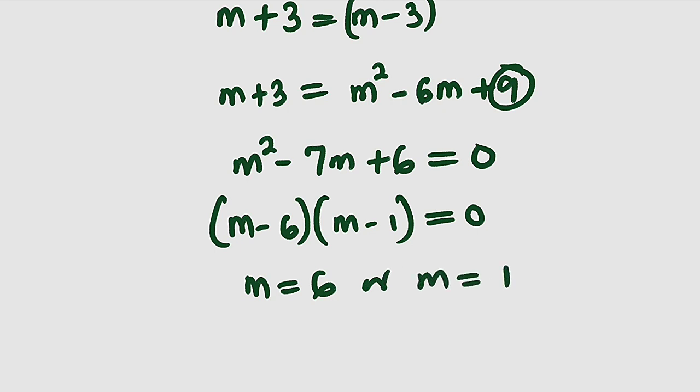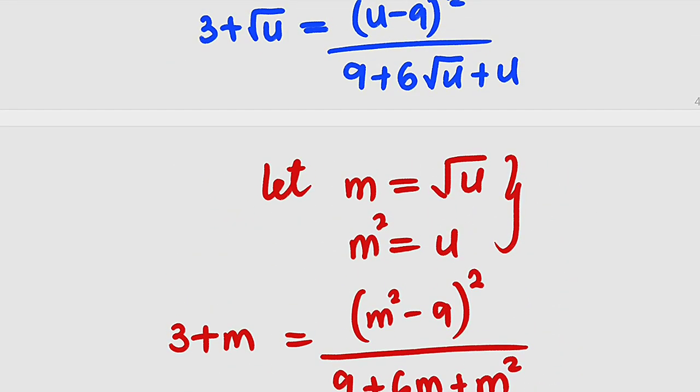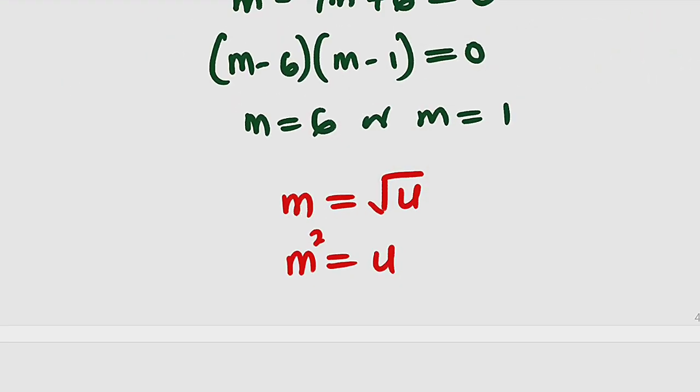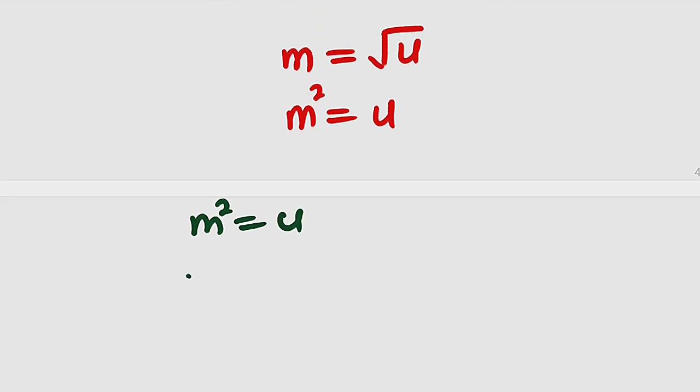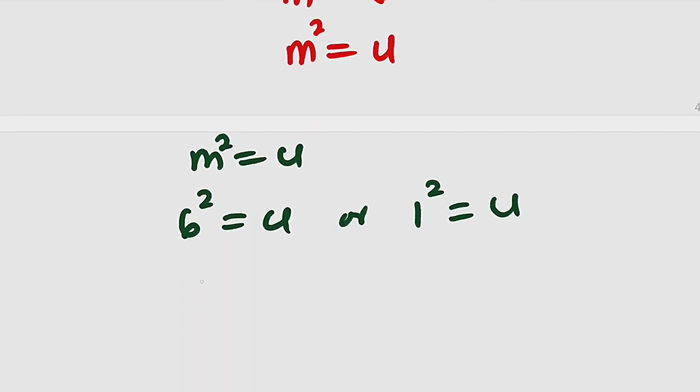So we are going to do a kind of back substitution. What can you remember about m? m is here. Let me just copy this. You can see that m is equal to square root of u, so m squared is u. Therefore, we can find u by squaring these two numbers. Since m squared is equal to u, 6 squared is equal to u, or the other one, 1 squared is also equal to u. So you can see that u can be 36, or u equal to 1.